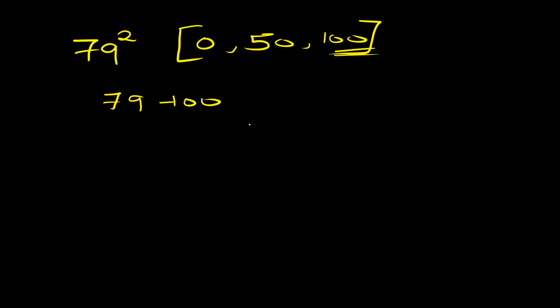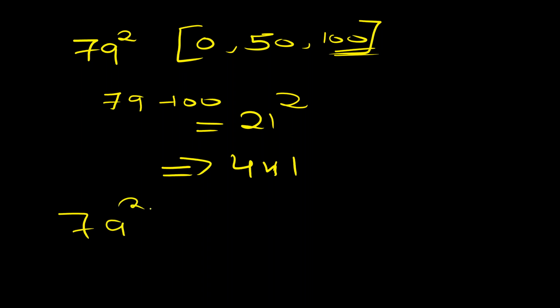79 minus 100, I'll be getting 21. 21 square is nothing but 441. So 79 square will have last two digits as 41. You'll be having the last two digits as 41. That will be your answer. You just try it out and check it once whether you're getting it or not.